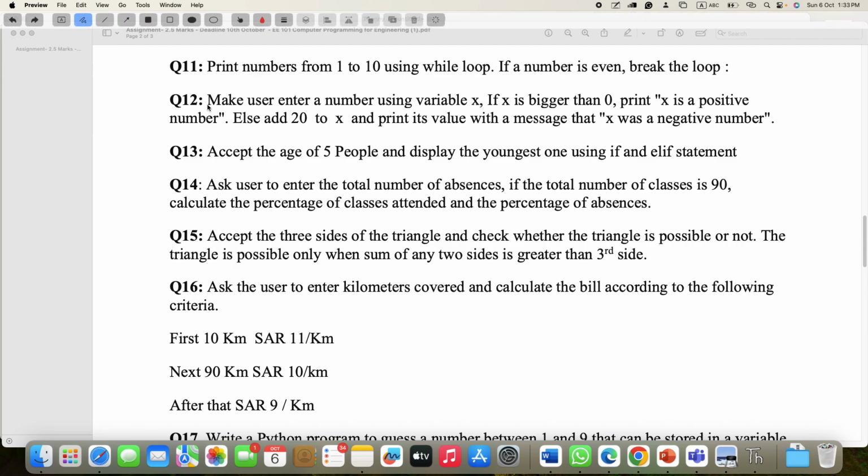Number 12. First, you make the user enter a number in variable x. So the first thing you need to do is create a variable x. If the number is bigger than 0, print "x is a positive number", else add 20 to x and print the value with a message "x was a negative number". I mean with the value of x, right?